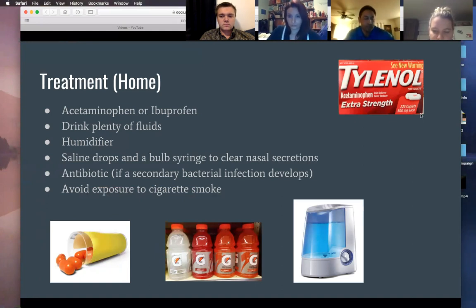It is very important to drink plenty of fluids to prevent the onset of dehydration. A humidifier can be used to relieve congestion and thin mucus in the airways. Nasal saline drops and a bulb syringe can be effective in suctioning and managing thick nasal secretions. Your doctor may prescribe an antibiotic if a secondary bacterial infection develops. You should avoid exposure to cigarette smoke. This can exacerbate the symptoms of RSV.